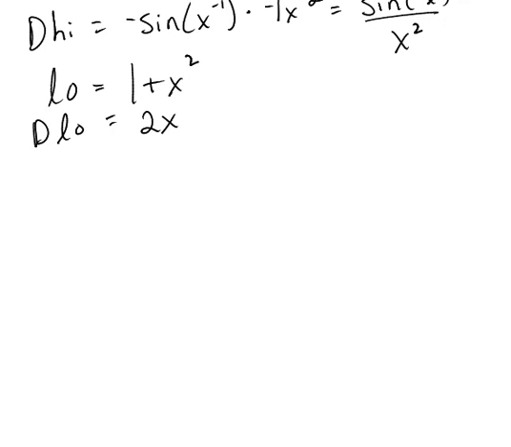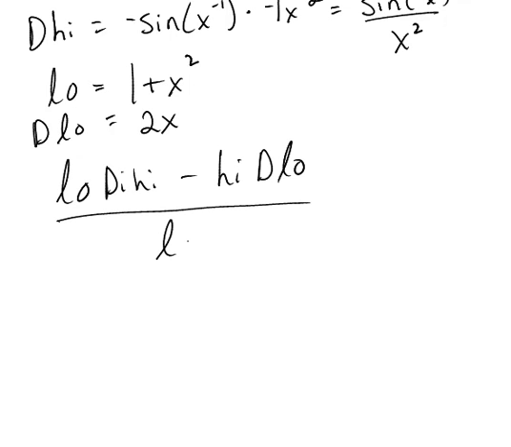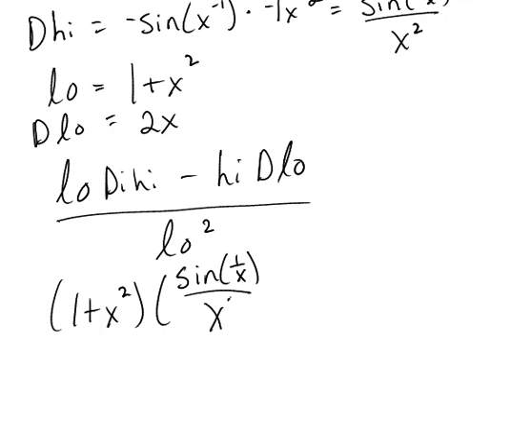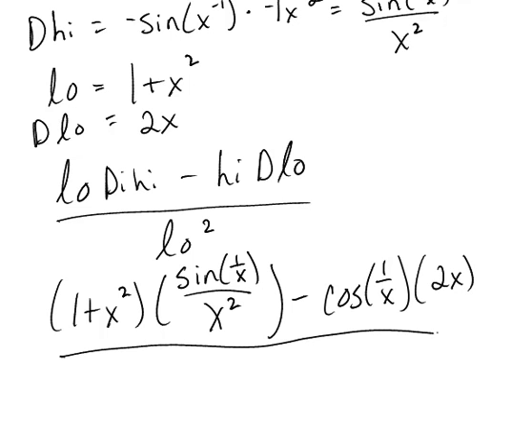Okay, now our quotient rule is low d high minus high d low over low squared. Right, well, what was low? Low was 1 plus x squared. D high was ugly. It was sine 1 over x squared, minus our high, which was cosine 1 over x times the d low, which was 2x. That's all over low squared, which was 1 plus x squared squared.